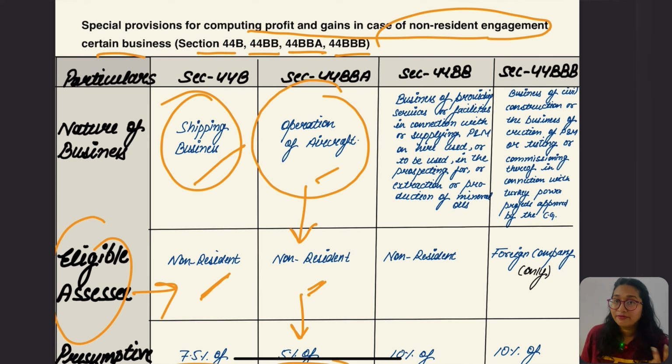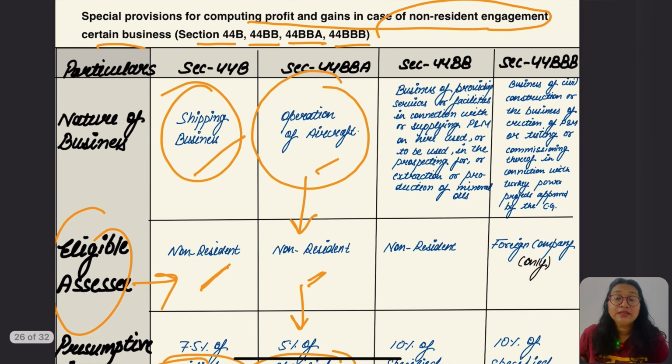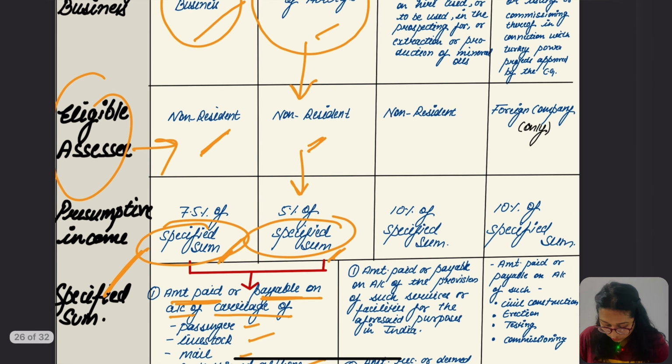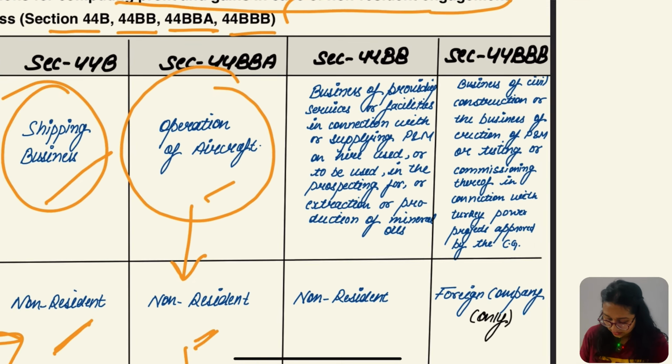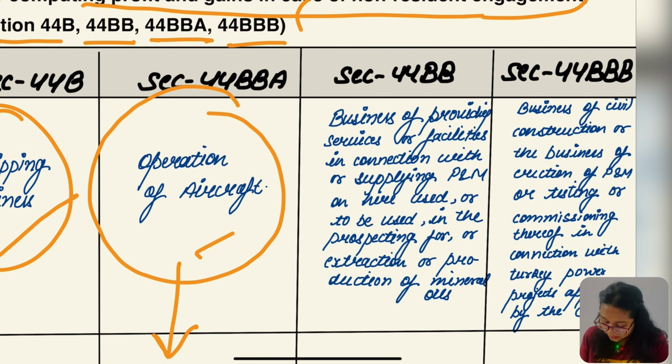So we have covered two parts, which are 44B and 44BB. The first says about the shipping business, 7.5% was the specified sum limit, and the SSE is the non-resident. And we read the specified sum. Now the other was the operation of aircraft. For that, the specified sum limit was 5%, and the SSE was the non-resident. Let's go for the next section.